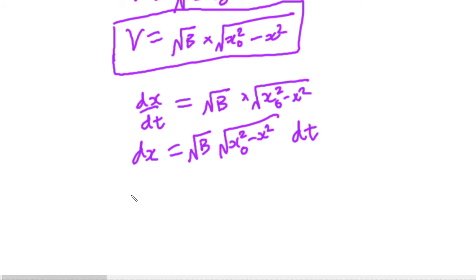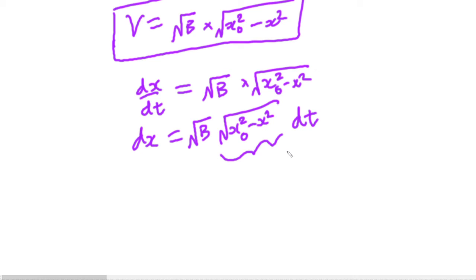And if we integrate both sides of this now, we won't be able to, because this is in terms of x and we'd be integrating with respect to t. So I'm going to divide both sides by this square root term to get 1 over the square root of x naught squared minus x squared.